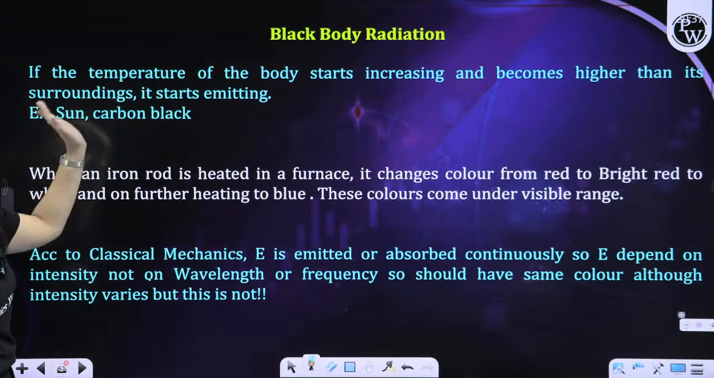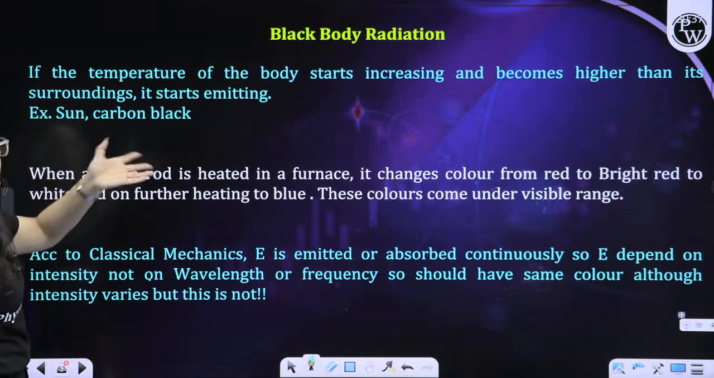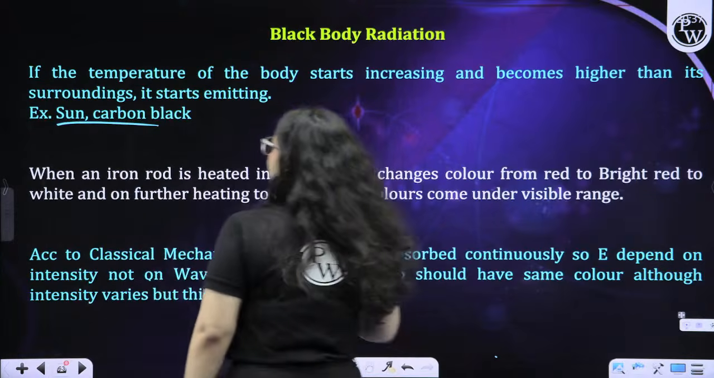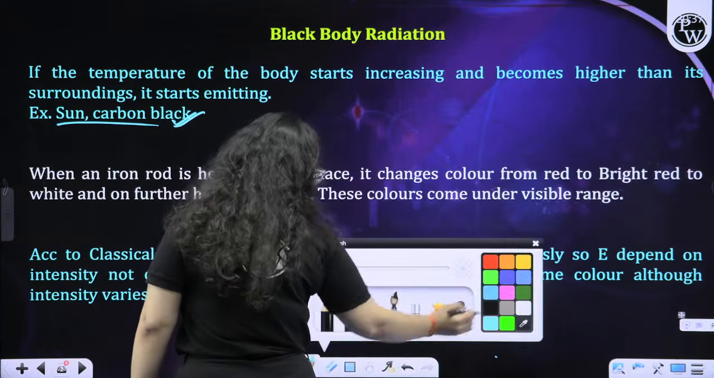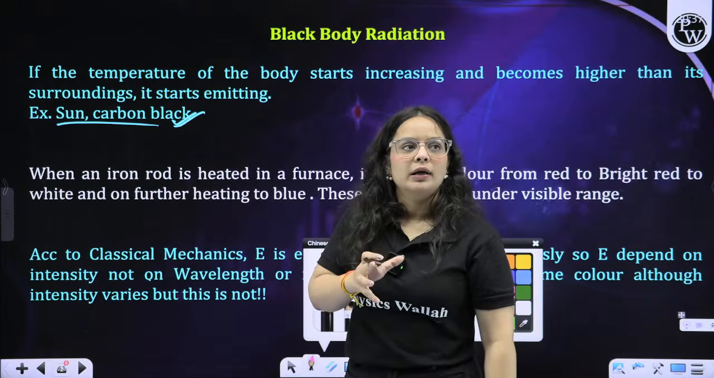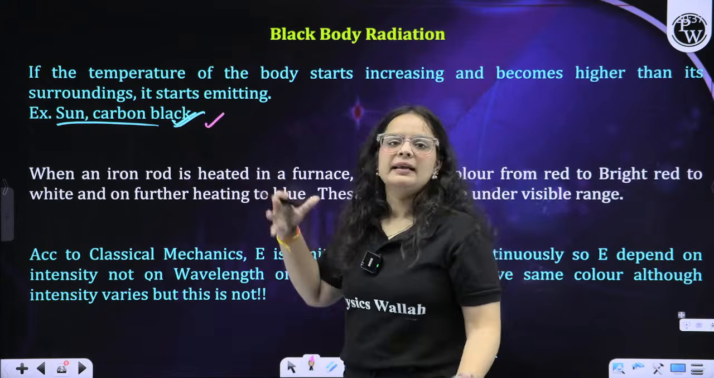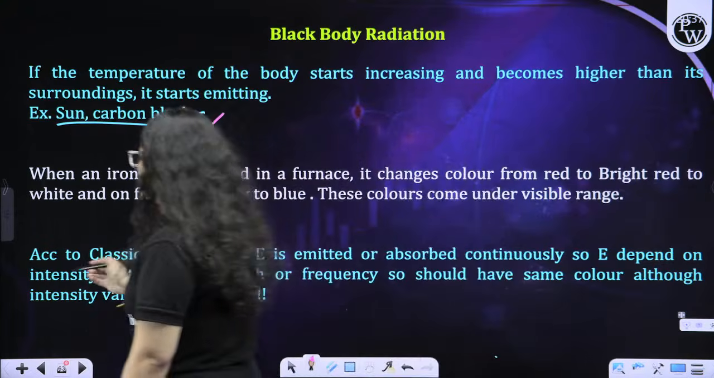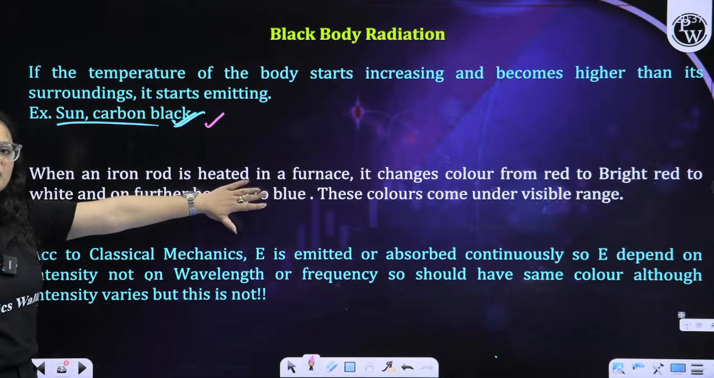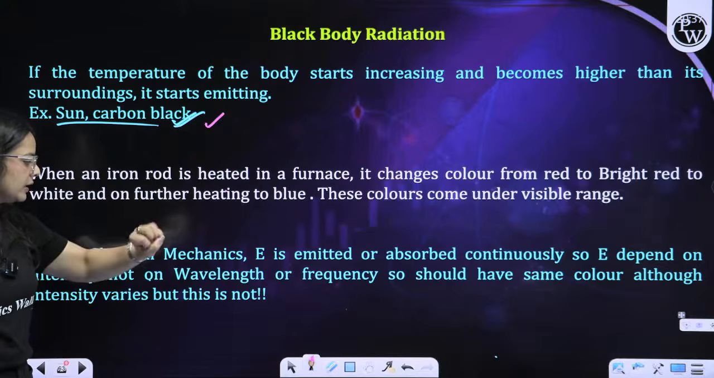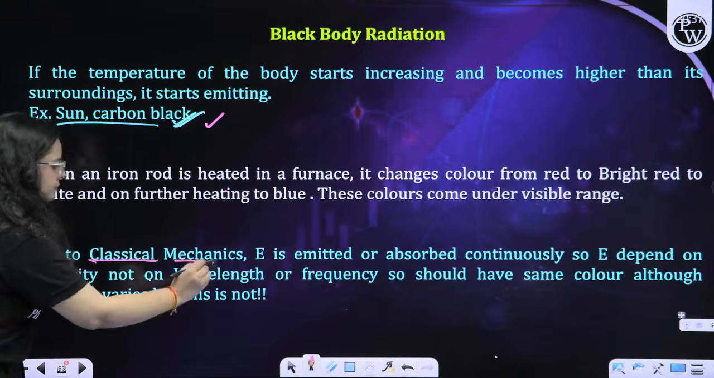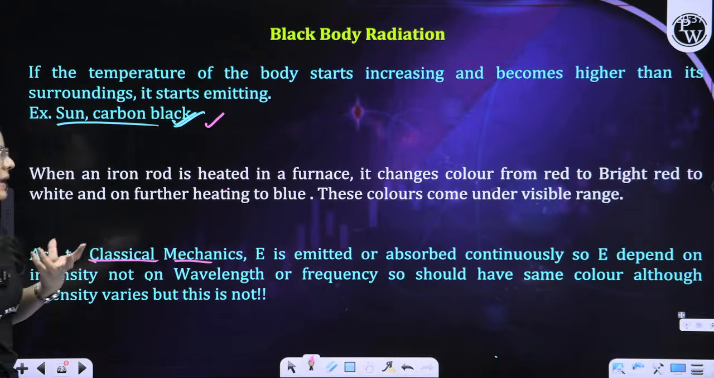The temperature of the black body starts increasing, becoming higher than the surrounding. These two were the examples of the black body given in your NCERT. Although no body is 100% black body, here we are discussing the idealized situation. As I told you, the color of the iron rod changes when it is heated in the glass furnace, and this is the limitation of classical mechanics. Classical mechanics carries some limitation.